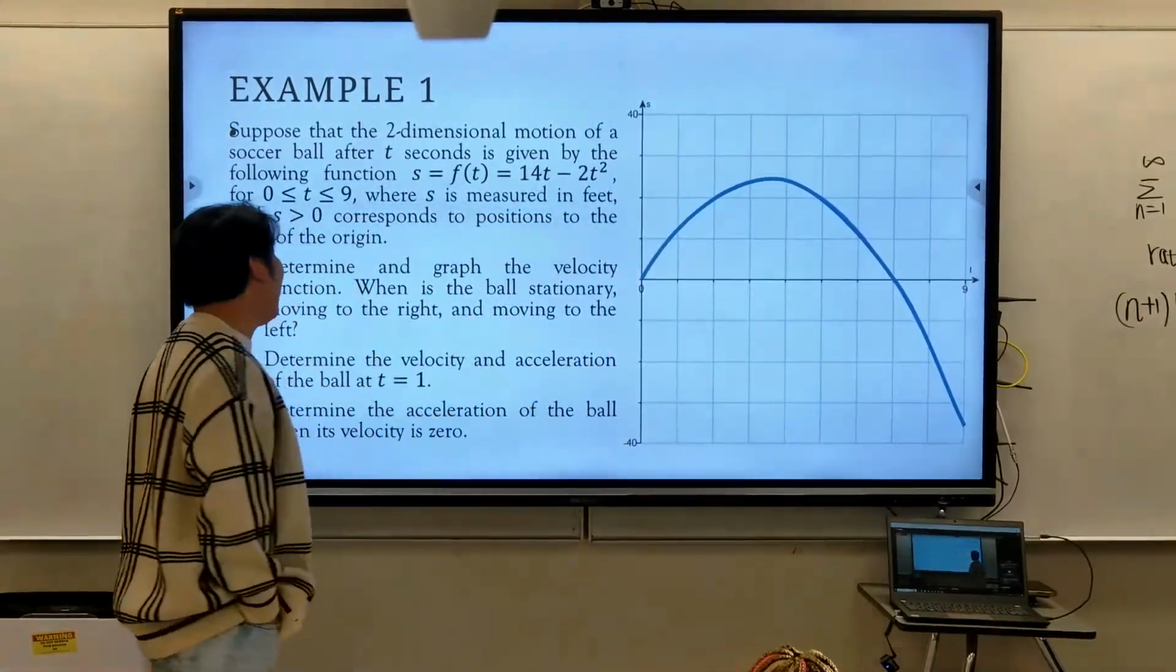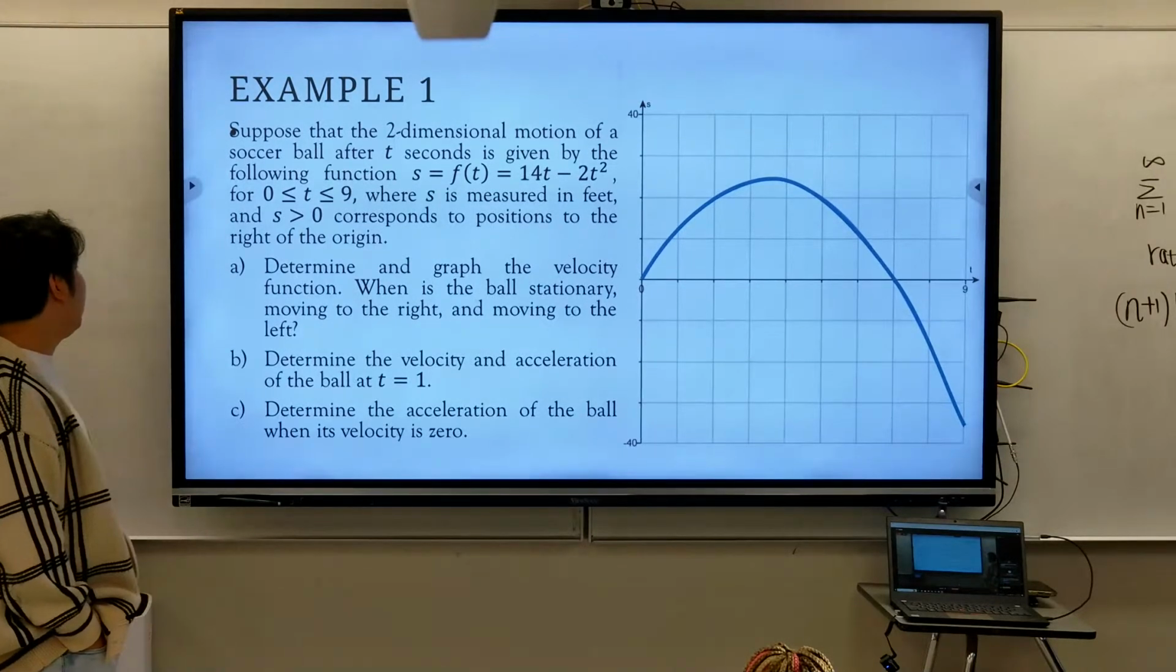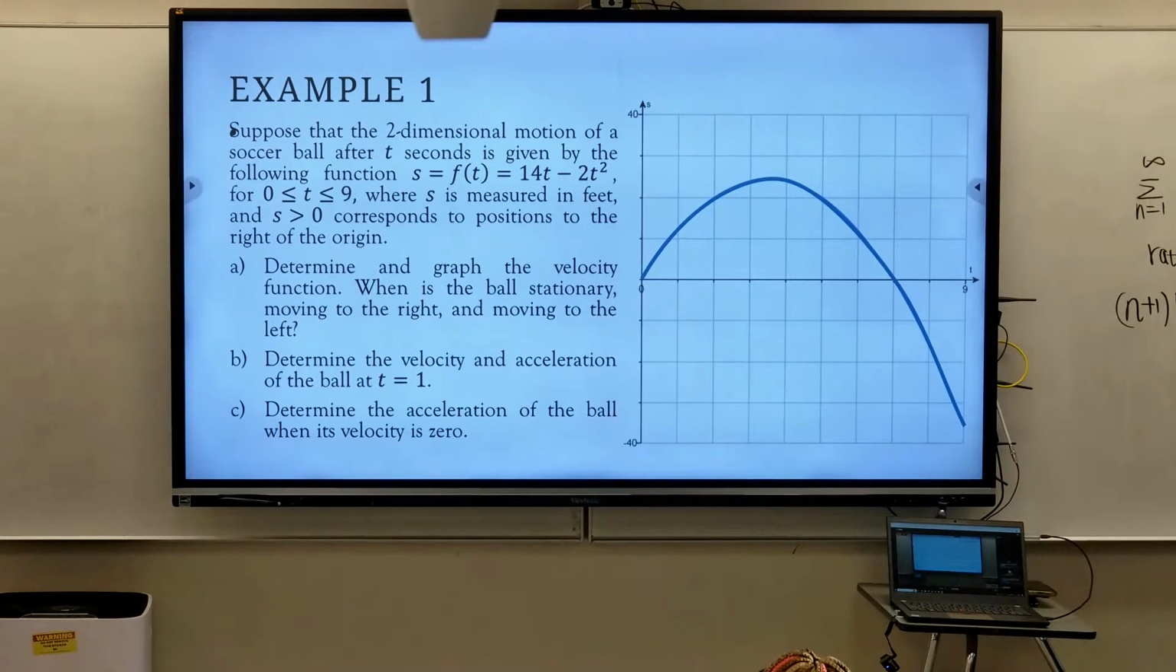Suppose that I'm talking about the motion of a soccer ball after t seconds. I think this should be one-dimensional motion the more I think about it, but I'll have to think back on it. That's given by this position function, s is equal to f of t, which is equal to 14t minus 2t squared. So this function tells me the position of my soccer ball for t being between 0 and 9.